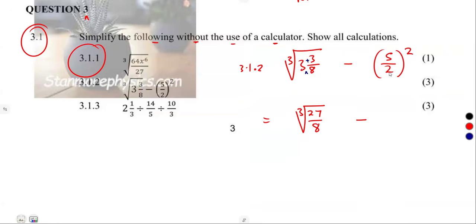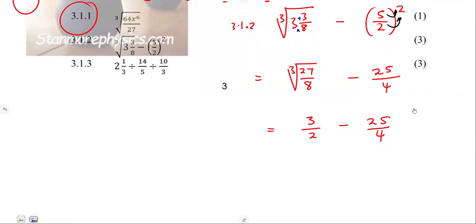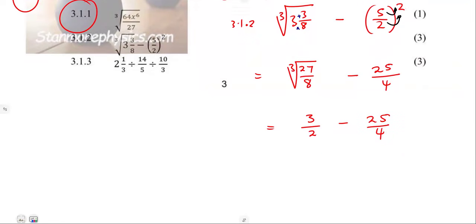Minus 5 over 2 to the exponent of 2. Everything is raised to the exponent of 2. So 5 to the exponent of 2, that's 25, 5 times 5. 2 to the exponent of 2, that's a 4, 2 times 2. Let us simplify here. The cube root of 27, we know, is 3. The cube root of 8, that's a 2, minus 25 over 4. So you are simply to subtract these two.